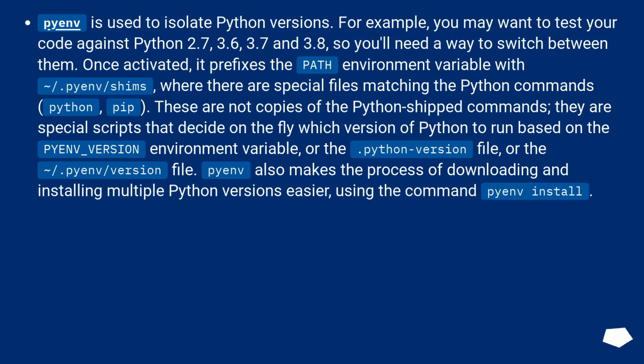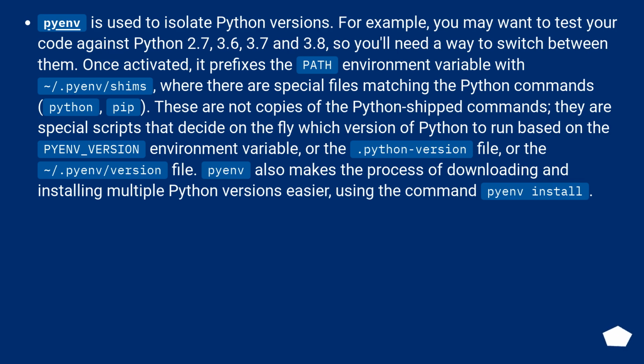pyenv is used to isolate Python versions. For example, you may want to test your code against Python 2.7, 3.6, 3.7 and 3.8, so you'll need a way to switch between them. Once activated, it prefixes the PATH environment variable with ~/.pyenv/shims, where there are special files matching the Python commands, python, pip. These are not copies of the Python-shipped commands.